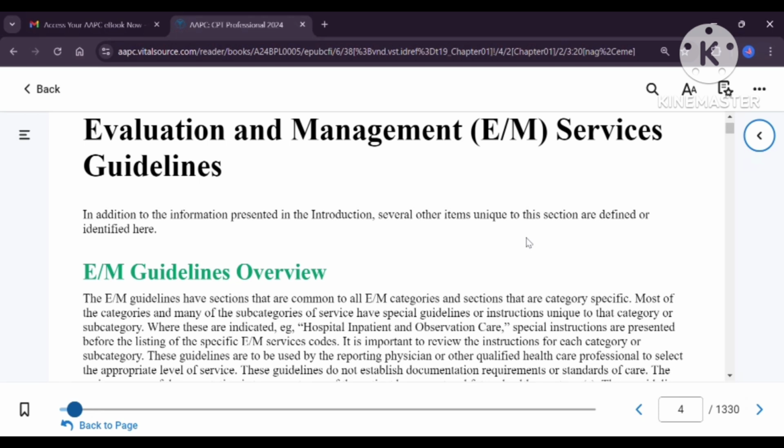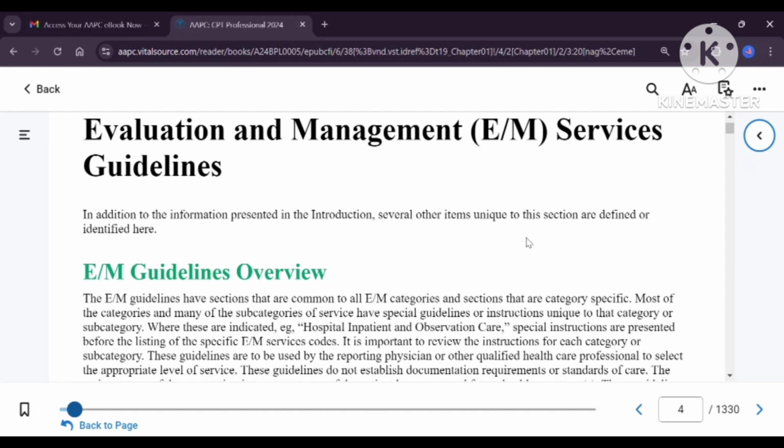ENM is the first topic in the CPT book, and in this topic, we will be mainly learning about how to code a patient's visit based upon where the patient and the doctor are meeting. So this is mainly to describe the place of service where the treatment was provided to the patient.